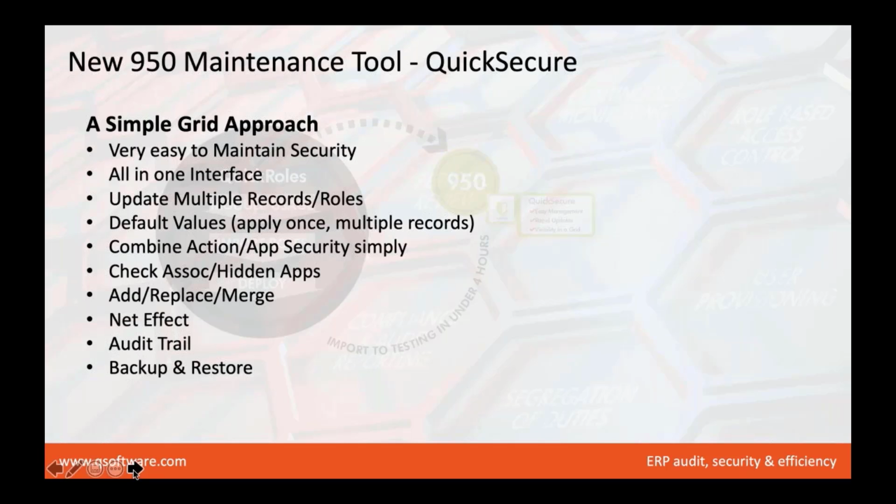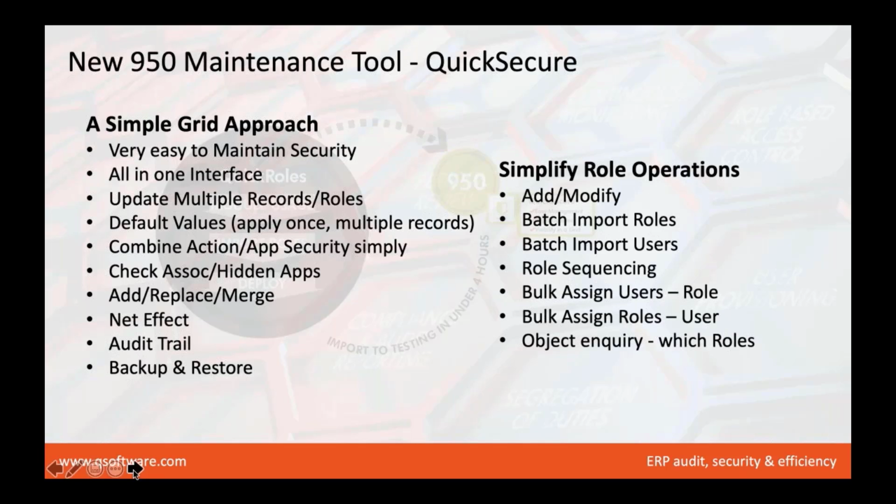Multiple roles, etc. An audit trail, which you can switch on, switch off. Your auditor would always like to see what changes have been made. And a very useful backup and restore method, which I think people are finding to be very useful. Then there's a bunch of role operations, batch imports, batch assignments, and dealing with things like role sequencing, etc.